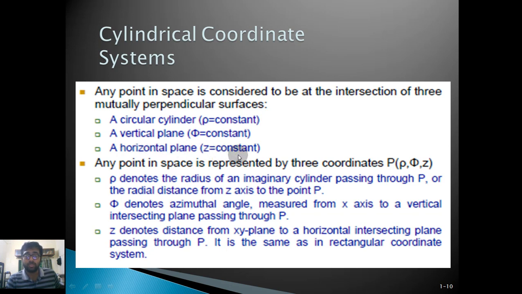In case z is equal to constant, we will have a horizontal plane. If we have phi constant, we will have a vertical plane. If rho is constant, we will have a circular cylinder. It means rho is the value along the center line of a cylinder. Now if that rho is constant, what will we get? We will get a constant circular cylinder. It is self-explanatory, and in case phi is constant, we will get a vertical plane.